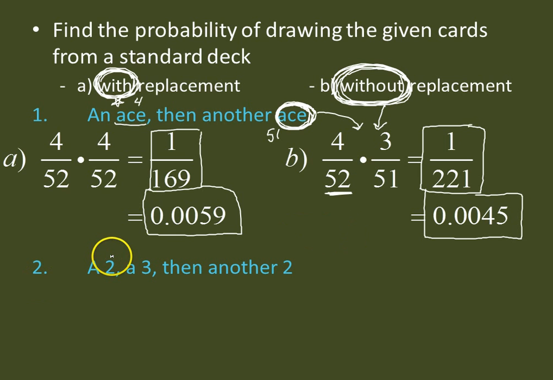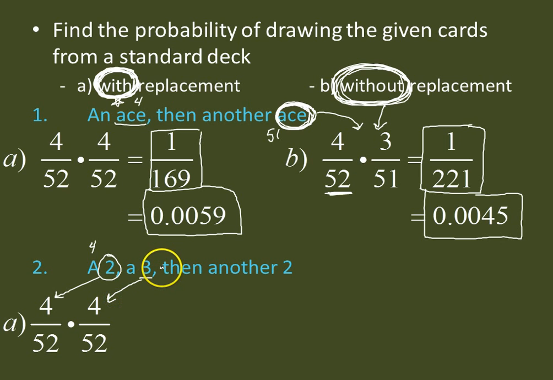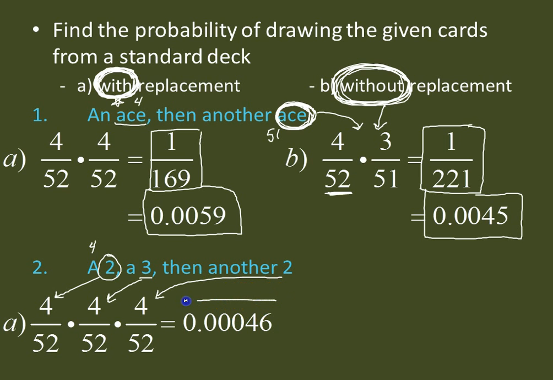So drawing a 2, what are my chances? What are my odds? Got 4 of them, so 4 out of 52. Okay, we're doing A, so everything is going back in the deck with replacement. So I put the 2 back in the deck. What are my chances of getting a 3? 4 out of 52. I put the 3 back in the deck, so what are my chances of getting a 2? 4 out of 52. So we multiply those out, and we get a 0.00046 probability.